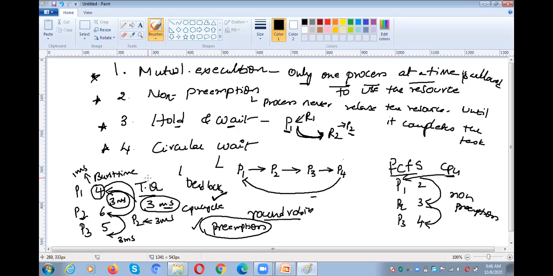The next one is hold and wait. I already told you, P1 is holding one resource and waiting for a resource which was allocated to some other process. Circular wait means P1 is waiting for the resource which was allocated to P2, and P2 is waiting for the resource which was allocated to P3, and so on. Pn is waiting for the resource which was allocated to P1. Like that, there is a circle.